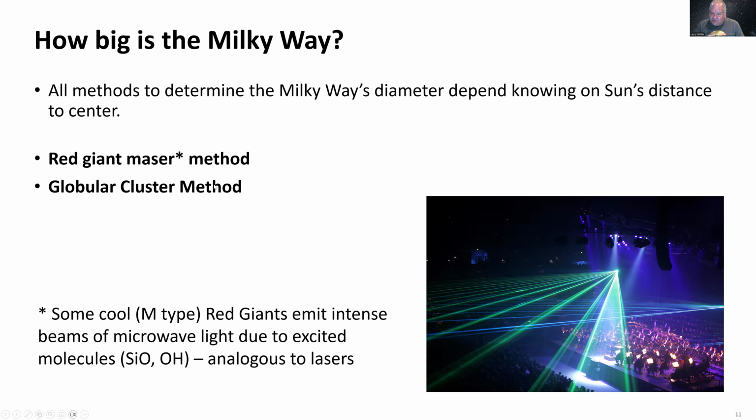A maser is like a laser. Laser light show at a concert. We're very familiar with lasers that work in optical wavelengths. The same physics effect happens naturally in some red giant stars due to excited molecules, and they generate beams of light like lasers, only at the microwave frequency. You detect it with radio telescopes. But the physics is analogous to lasers, and it's again associated with certain types of red giant stars.